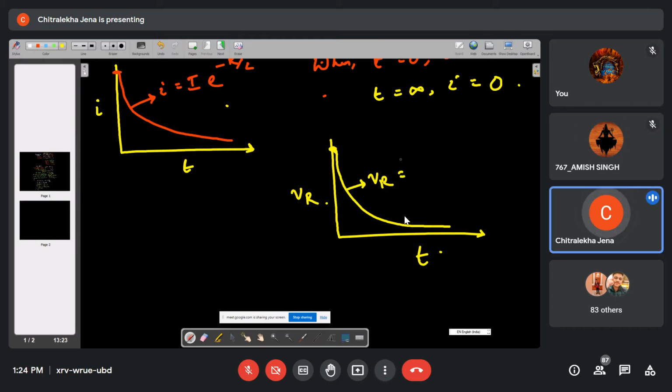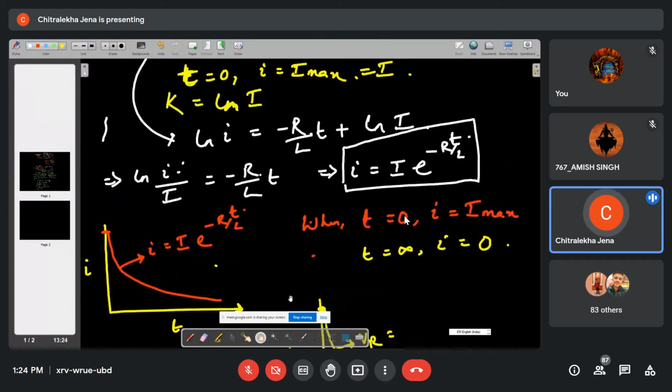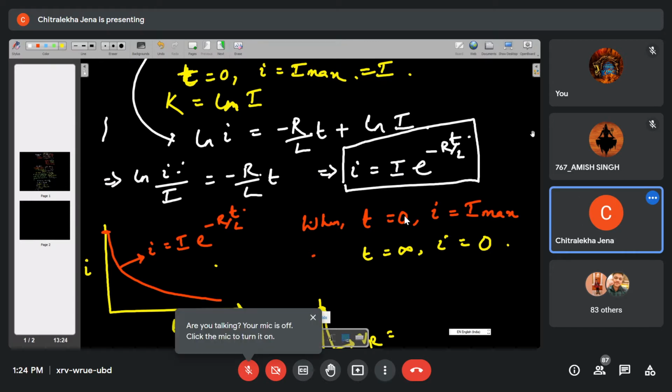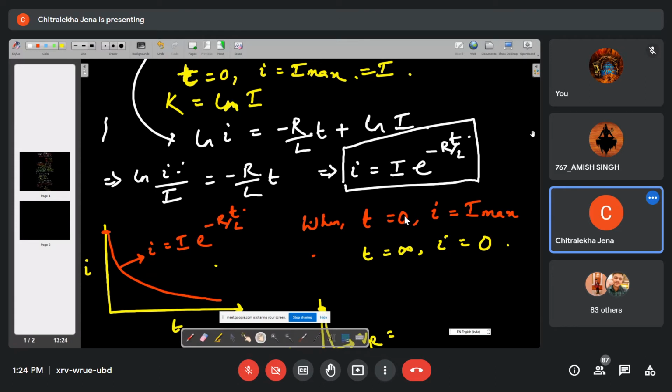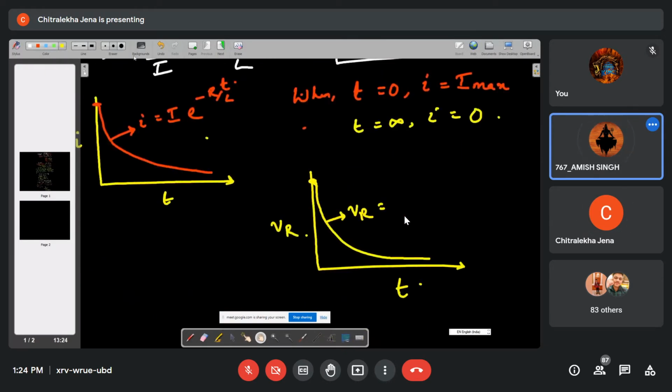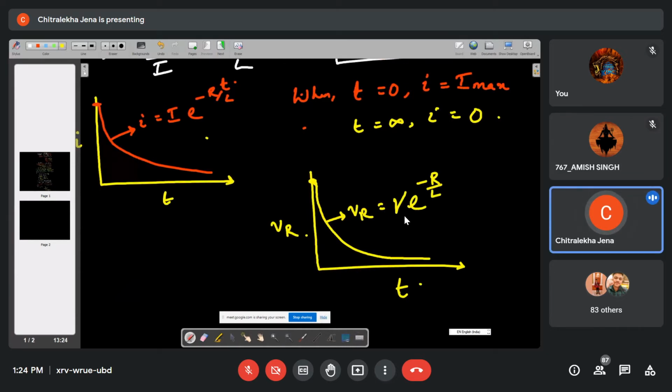What will be the equation? All of you I am asking you. All of you first write down. Written? V equal to V max e to the power minus R by L into t. It will be the same, right? V to the power how much? R by L into t.